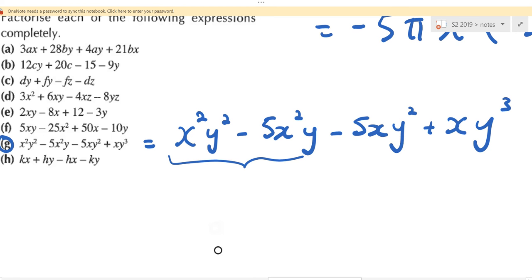I try the first two. First two, what do I take out? X. Aisha? X square. Y? 1. Very good. So I take out x square because both got x square. I take out y because y squared is only y. So I take out 1 only.